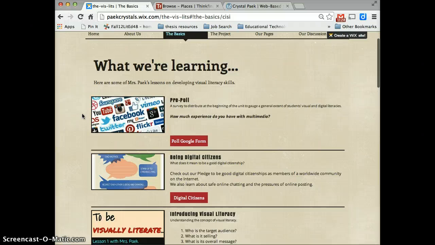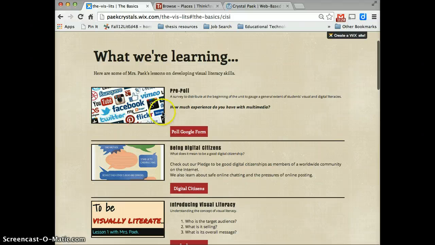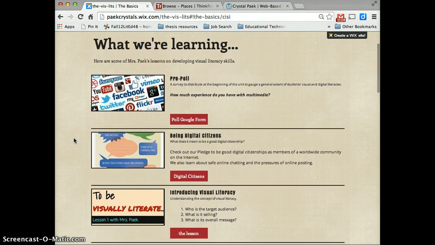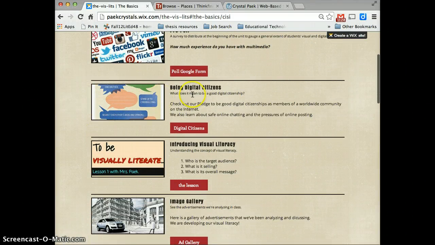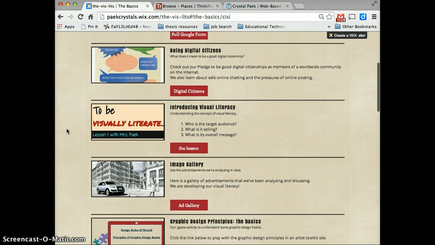So this is a rundown of some of the lessons that make up this unit. It starts with a survey. It goes straight into a Google form that helps me to gauge students' experience with visual and digital literacies, and just with technology in general. And then the next lesson, which is very important, is about being digital citizens. And we talk about what it means to be a good digital citizen, and we'll create a pledge. And we can check that out when we click the button.